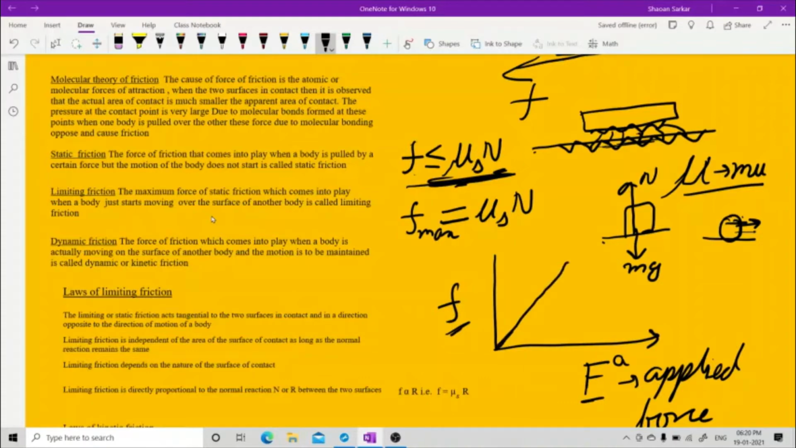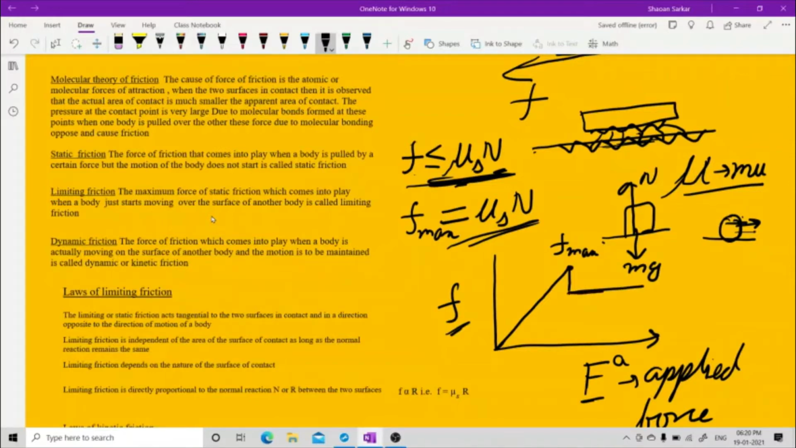And at a certain point, wait, my line is becoming a bit tilted. Let me draw a straight line like this. Till a certain value of force, when the cycle is about to move, this point is where you will have F max, and this is that value. After the cycle starts moving, it will immediately fall down straight, and then it will become constant.